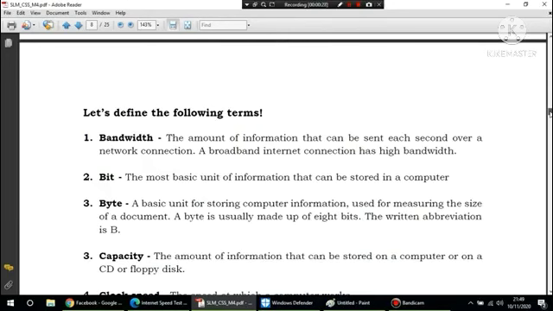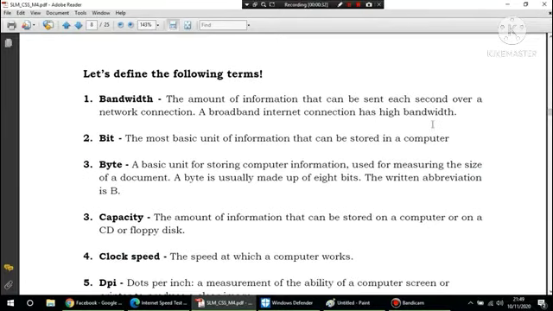So let us start. Let us define the terms. Number 1, bandwidth. The amount of information that can be sent each second over a network connection. A bandwidth internet connection has high bandwidth. This is how to measure the information when we are using the internet.